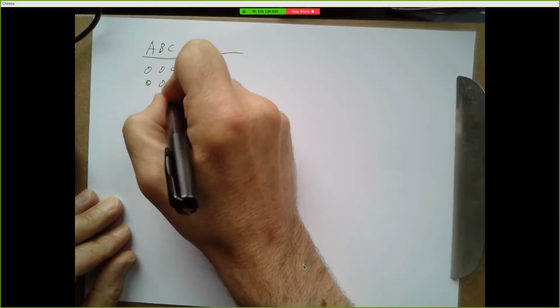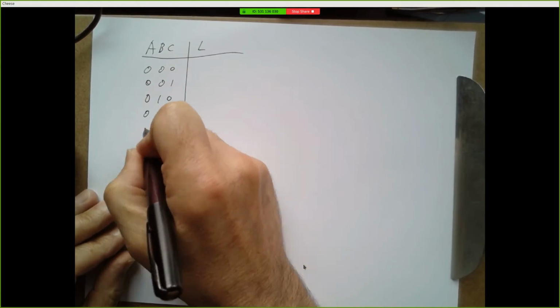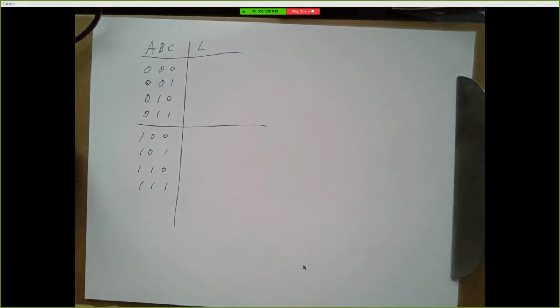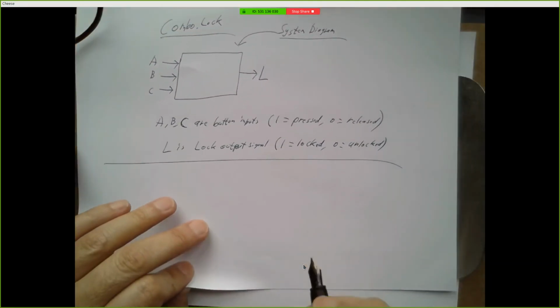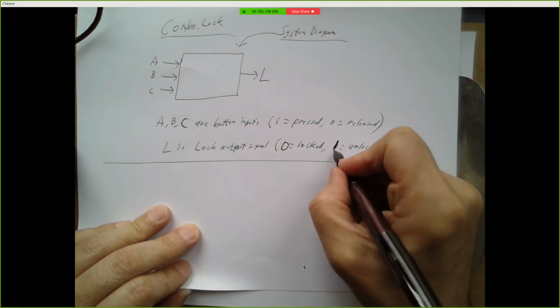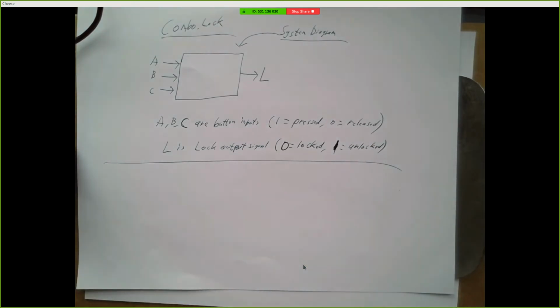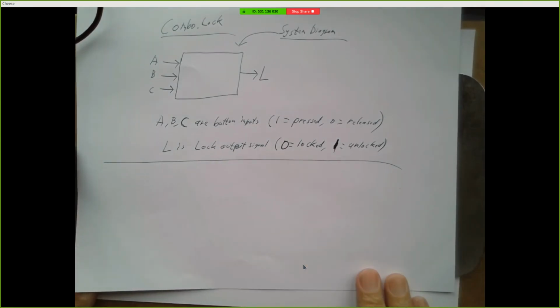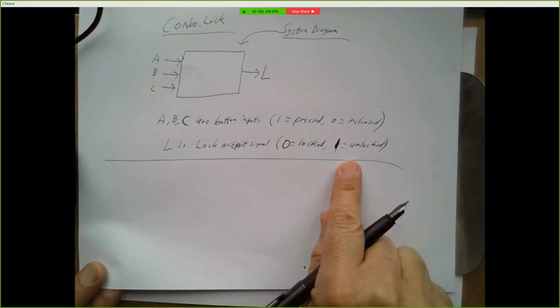And I'm going to list all possible combinations of A, B, and C. And that's it. There's only 8 possibilities. All right, I am going to change this around. I'm going to say 0 is locked and 1 is unlocked. So I'm changing what the 0s and 1s mean. We'll do it the other way another day. So 0 is locked, 1 is unlocked.